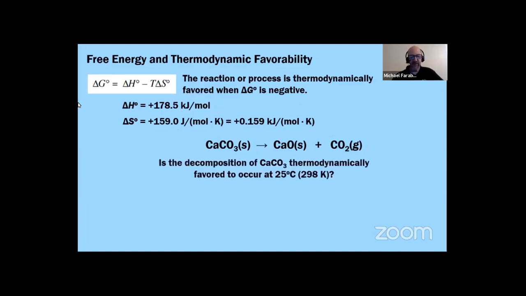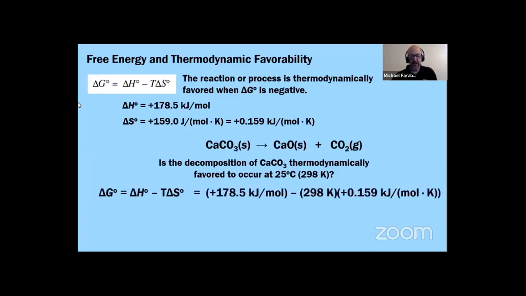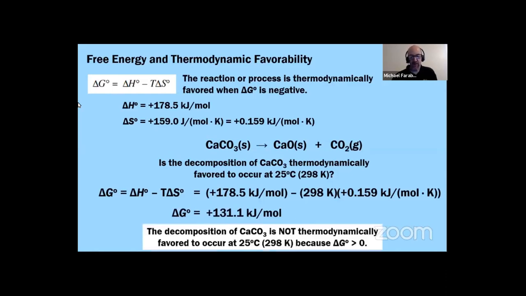All right, so delta G would be delta H minus T delta S. Is the decomposition of calcium carbonate thermodynamically favored to occur at 298 Kelvin or 25 Celsius? So there's our equation. We'll plug in our numbers, and again, notice I have changed my delta S into units of kilojoules, so it will match. The kilojoules are going to be present in my final answer. The Kelvin will cancel out. And so I did this math, and I got a positive value. So the answer to this question is no. The decomposition of calcium carbonate is not thermodynamically favored to occur at 25 degrees Celsius.